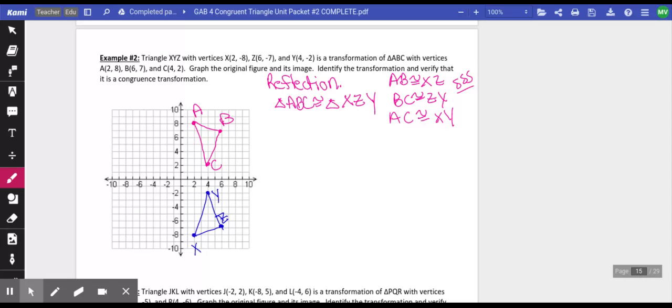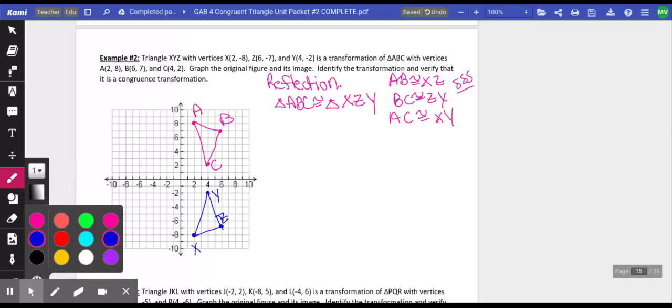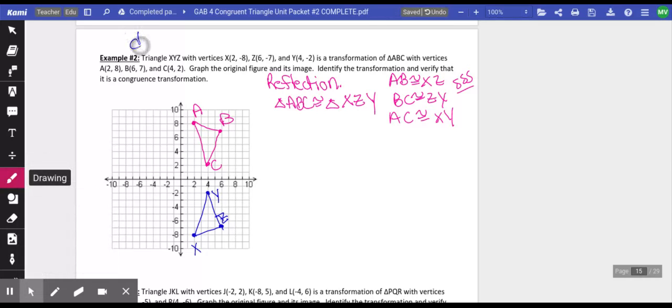So again, to confirm their congruence, I'm going to use the distance formula. So reminder, the distance formula is the square root of x2 minus x1 squared plus y2 minus y1 squared. So I want you to pause and see if you can tell if these are congruent.